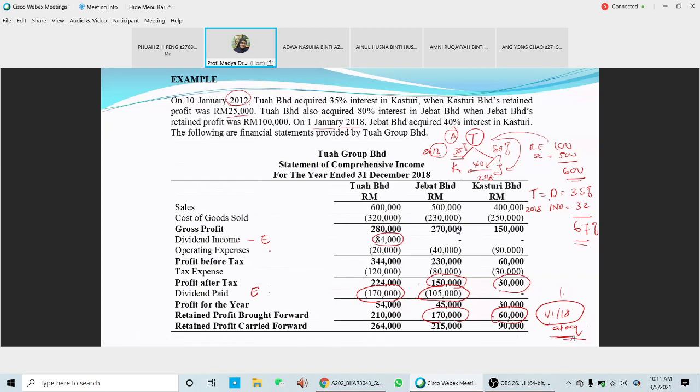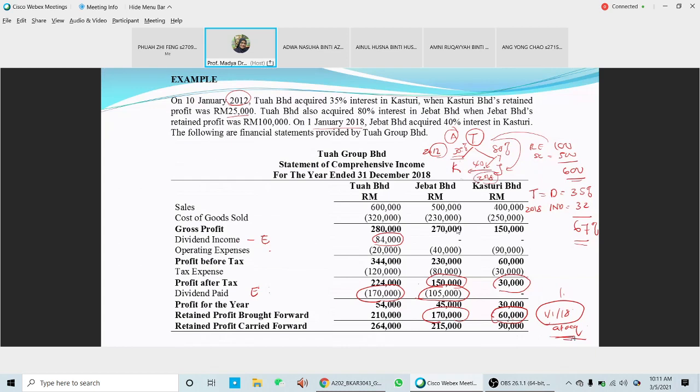So the RE when Tuah acquired Kasturi was 35%. During this time, there is no control yet. At the same date, 2012, Tuah also acquired Jebat 80%. So Tuah has control, 80% of Jebat. And then after that, Jebat acquired Kasturi in the year 2008, another 40%.